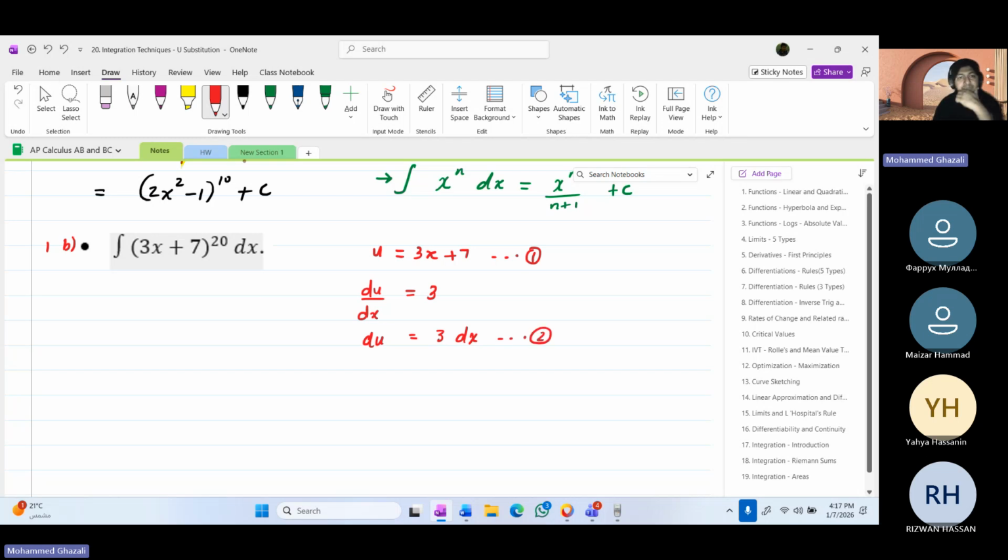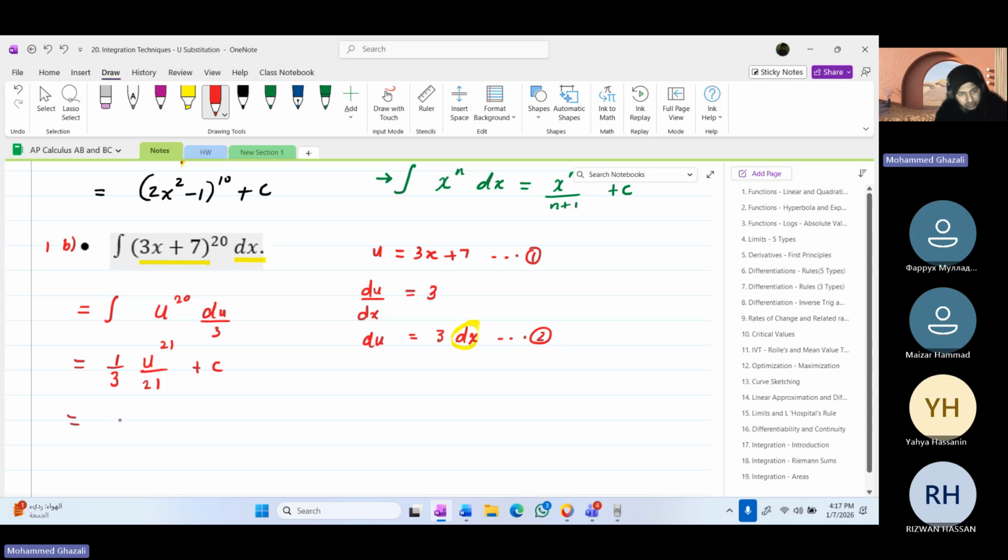Okay, cross multiply. So we can transform this integral now. This integral now becomes the integral of u to the power 20. What is dx? dx is du over 3. See, the only thing that I have left, I've substituted this. What is dx? From the second equation, dx is du over 3. Neaten up this integral. You don't have to neaten up, I mean, you can just integrate this. Let's leave the 1/3 as it is. u to the power 21 divided by 21 plus a C.